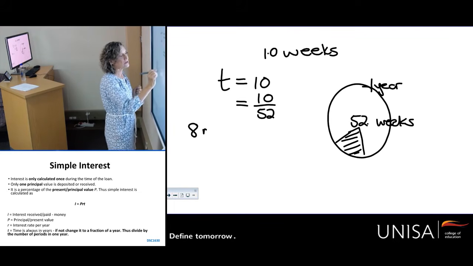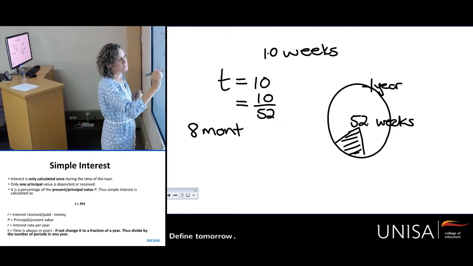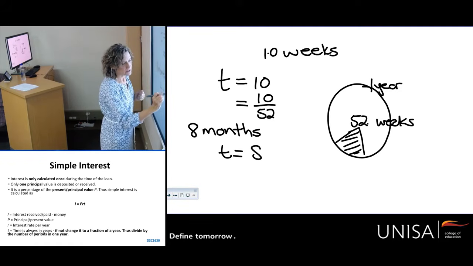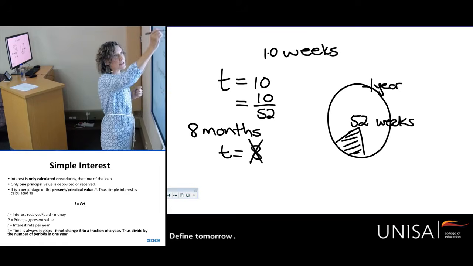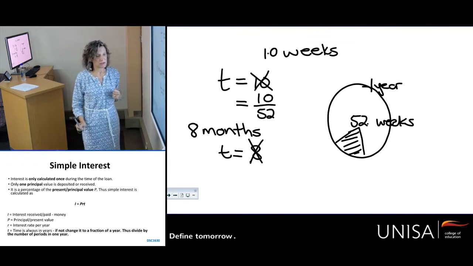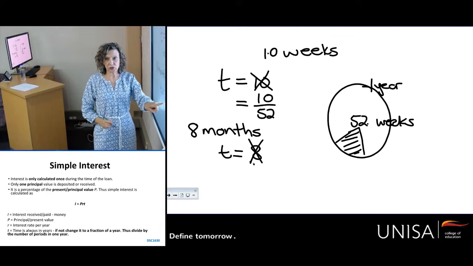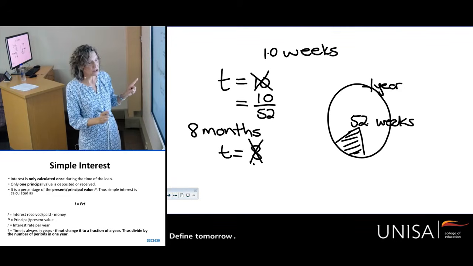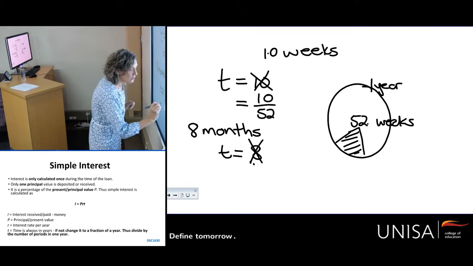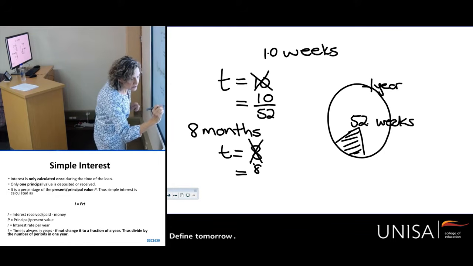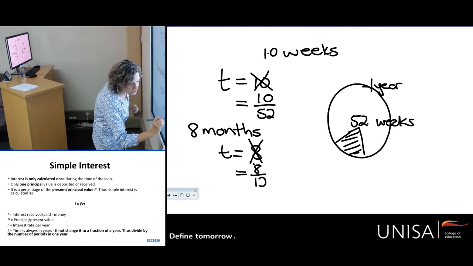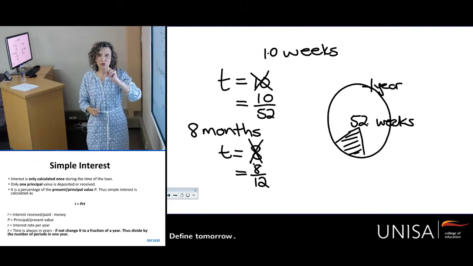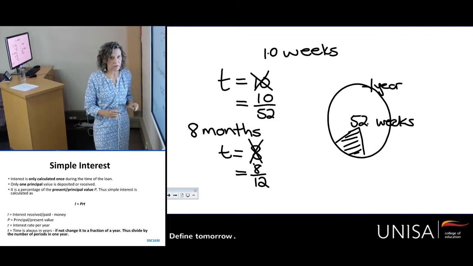Let's look at another example. Let's say I'm investing it for 8 months. What will my T be? 8? No, that's wrong. That's the same as we had there with the 10. 8 isn't years, 8 is months, so we need to change it. How many months in a year? 12. So if we're working with 8, only 8 pieces of the total of 12, your T becomes 8 over 12 and not 8. Be careful, guys.